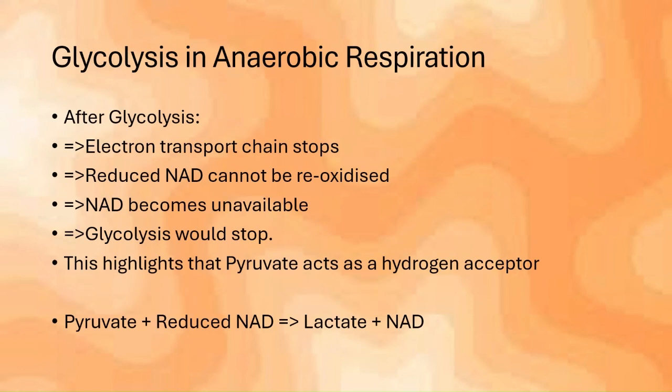Look at what happens after glycolysis in the case of anaerobic respiration. So after glycolysis, the electron transport chain stops and reduced NAD cannot be reoxidized. NAD becomes unavailable, so glycolysis will stop. So this highlights that pyruvate acts as a hydrogen acceptor. In the case of anaerobic respiration, the pyruvate and the reduced NAD join and have a chemical reaction to form lactate and NAD.